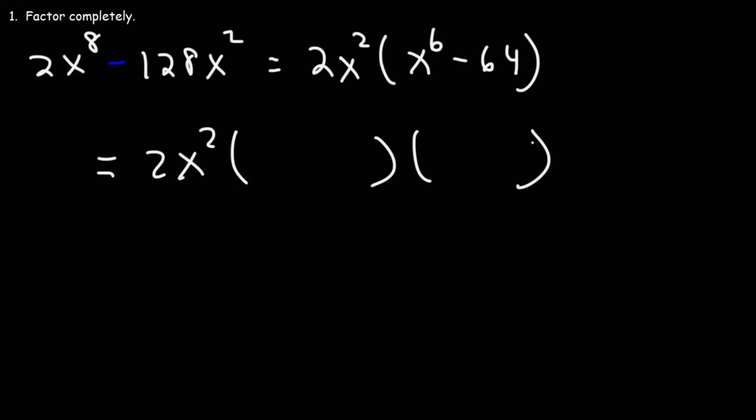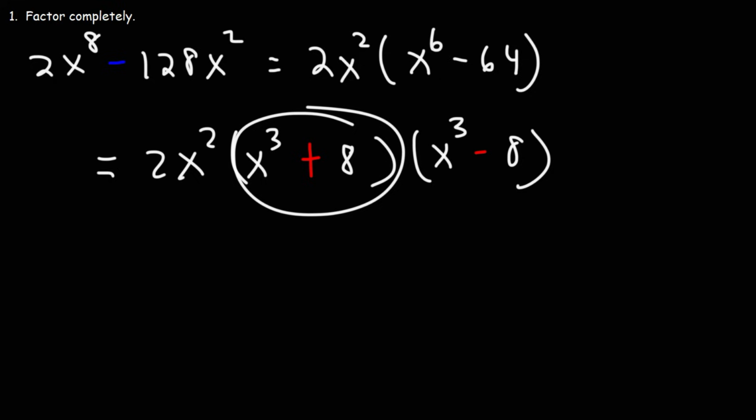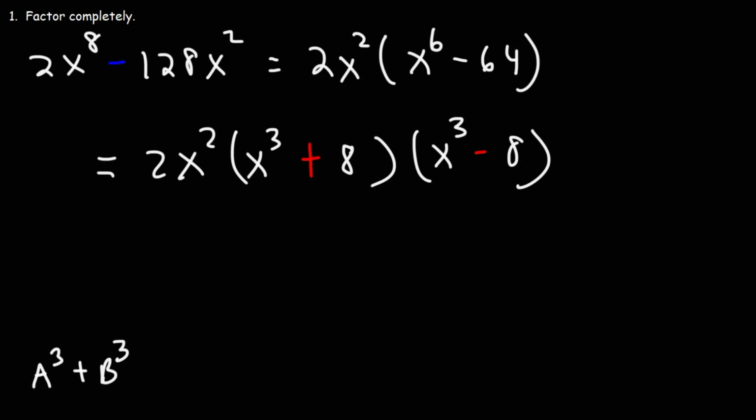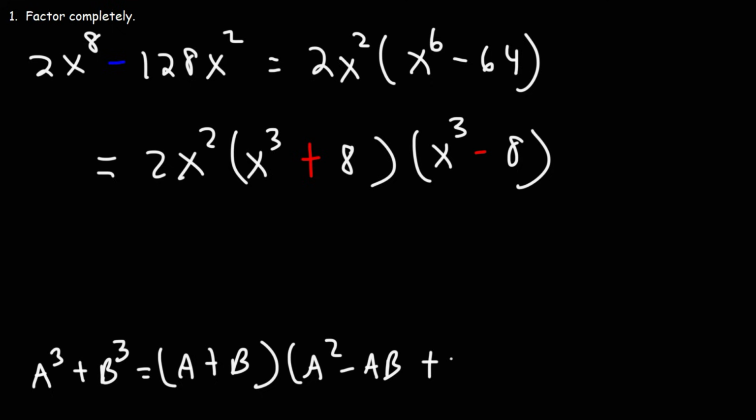The square root of x to the 6 is x cubed. The square root of 64 is 8. So we have x cubed plus 8, x cubed minus 8. Now here we have a sum of two cubes. So we can use the formula a cubed plus b cubed is equal to a plus b times a squared minus ab plus b squared.